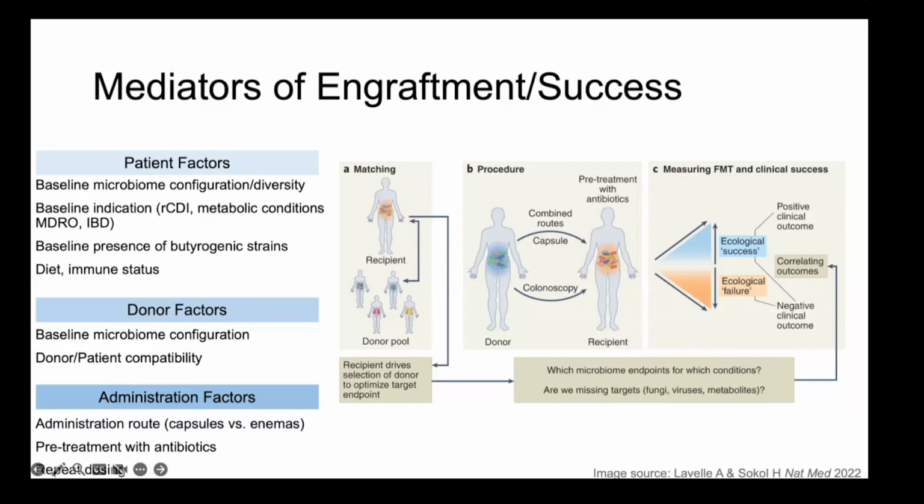And then specifically the baseline presence of butyrogenic strains. As I mentioned earlier, the role of short-chain fatty acids seems to be quite important, and so your baseline level of short-chain fatty acid production seems to be an important predictor. And then diet has a big role in your microbiome, so the specific patient's diet and their immune status also play a role.